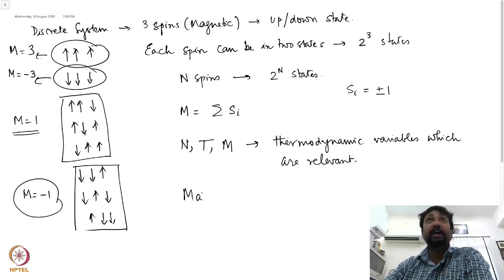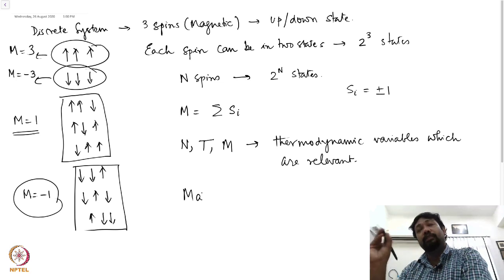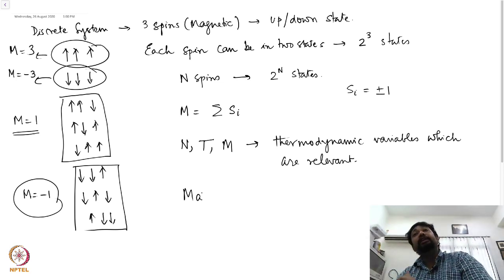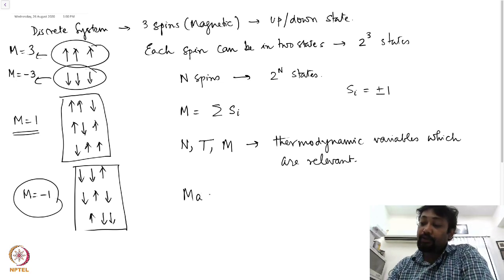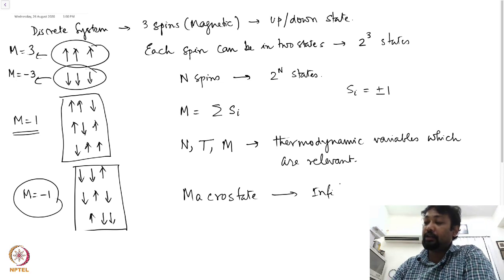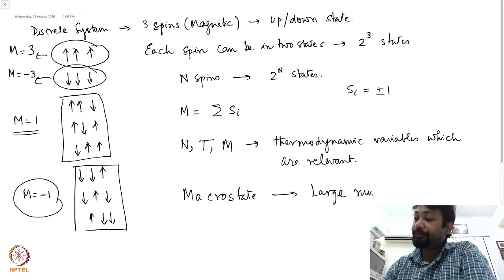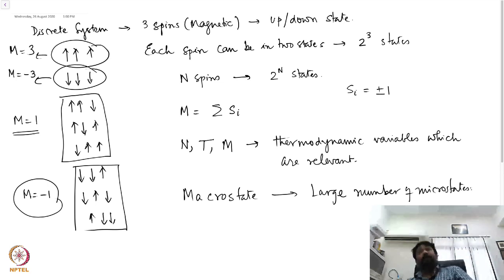You can see that if I have n spins, the number of microstates for a given magnetization will also increase. We will do it later, when we do statistical mechanics, we learn how to count such microstates. Now, the whole idea is that a macrostate always corresponds to a large number of microstates. In principle, it corresponds to an infinite number of microstates, because whenever you study these systems, you always say that n is very, very large. And we have seen that the typical value of n is 10 to the power 23.